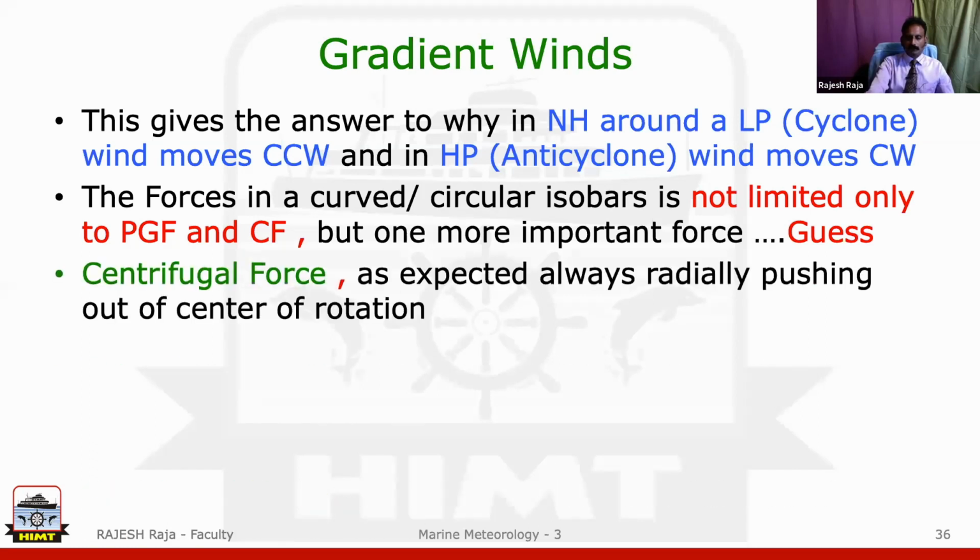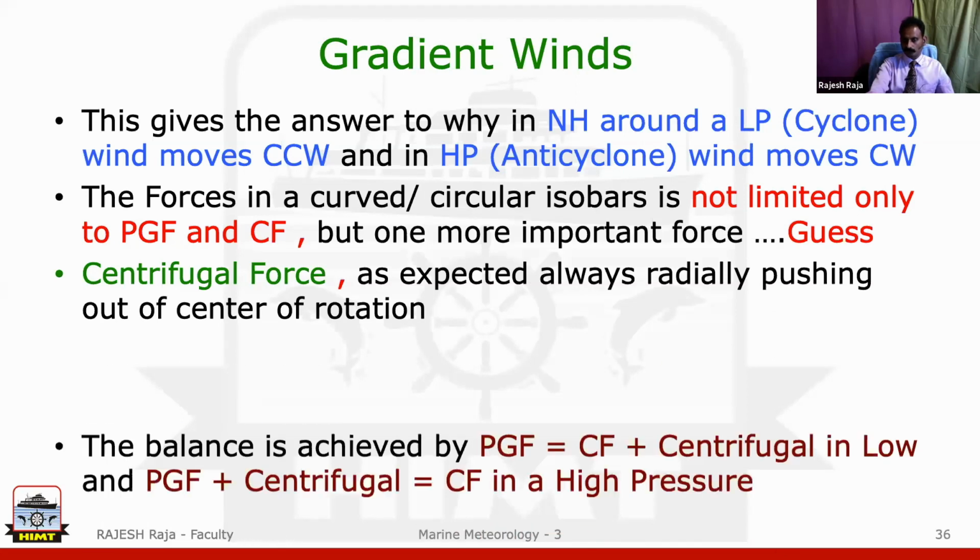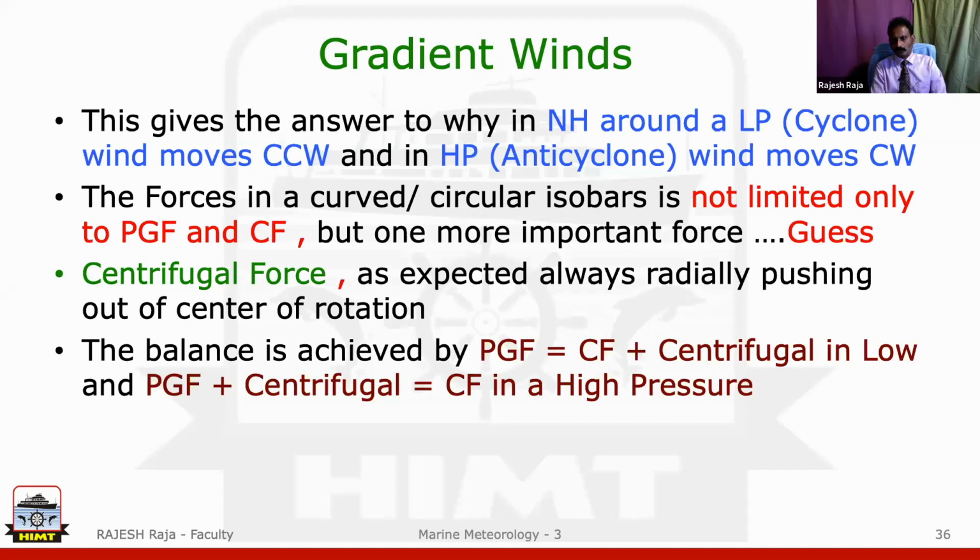So you have a centrifugal force that will always move out radially. If you look at this gradient wind where we have PGF and Coriolis force, you have something else also. Let me quickly go back to a low with circular isobars. The PGF was going towards the low pressure, Coriolis force was going outside, and centrifugal force also joins in with it. So finally, the balance is achieved between your PGF and these two.